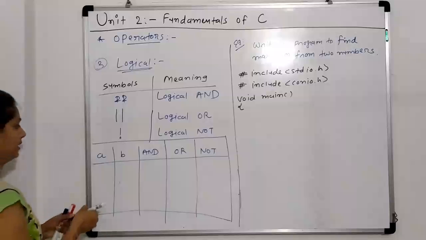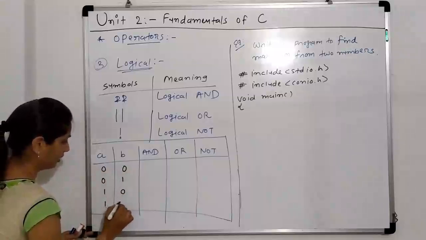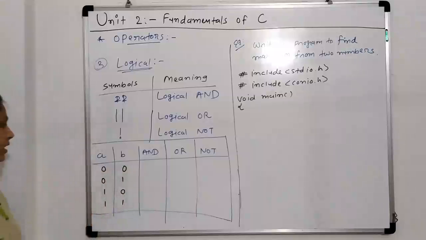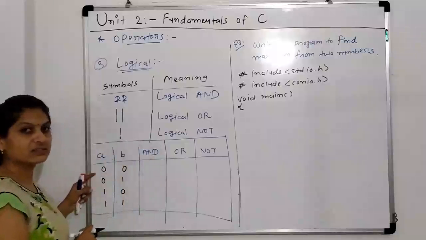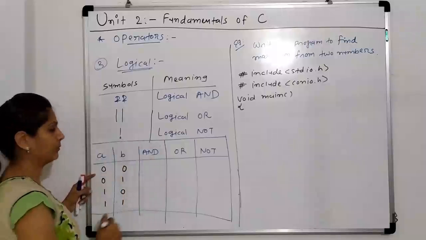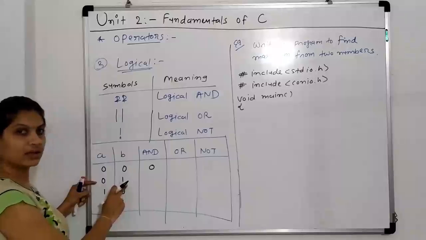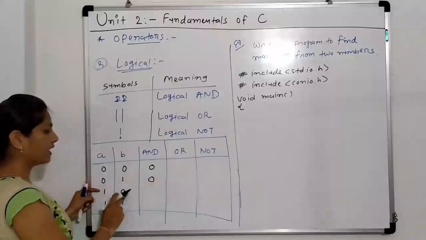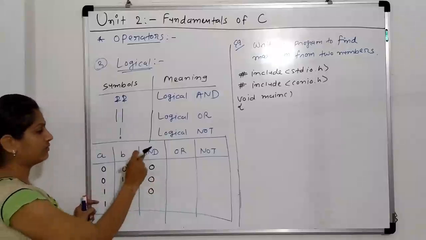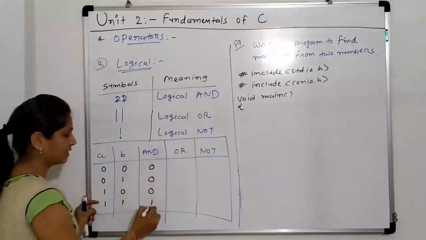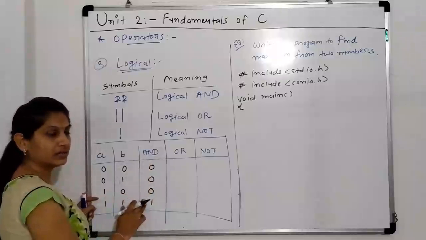Now AB, that is 0 0, 0 1, 1 0 or 1 1. Clear? Now when both the values are 0, then in an AND gate, what is the output, 0 or 1? Obviously 0. When 0 and 1, then again 0. 1 and 0, 0. When both values are 1 and we are applying the AND gate, then the answer is 1. Clear? This is the truth table that you have already learned.